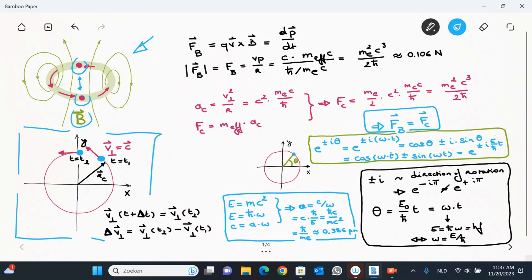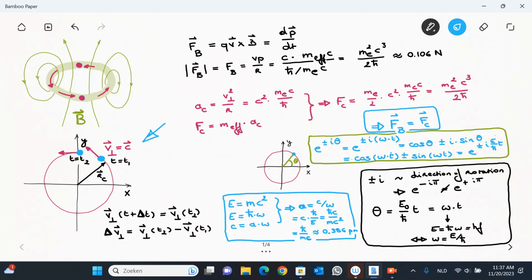And this is a model of an electron. So as not to confuse you too much, I will erase the arrows. We are now here. We are looking at an electron, which we think of as a ring current.